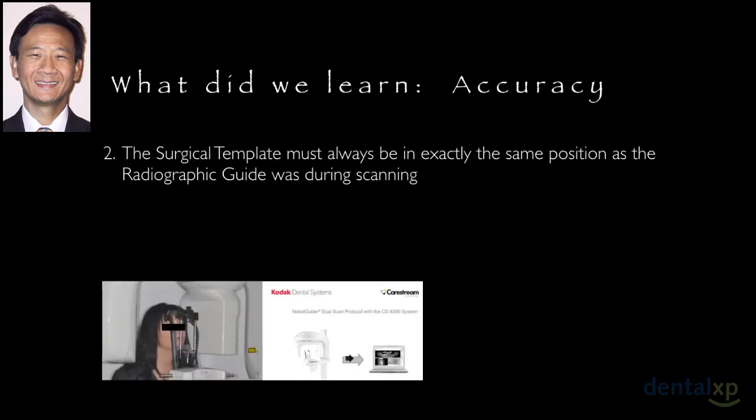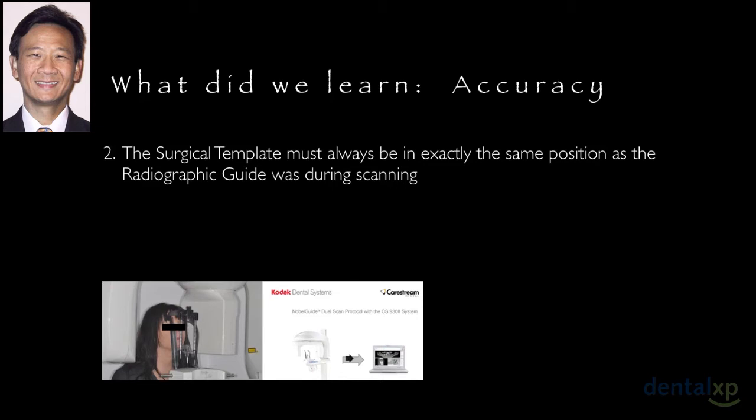Also, the surgical template must be in exactly the same position as the radiographic guide was during the cone beam CT. Again, this is most critical. The surgical template must be in the same position as the radiographic template was during the acquisition of the cone beam data.